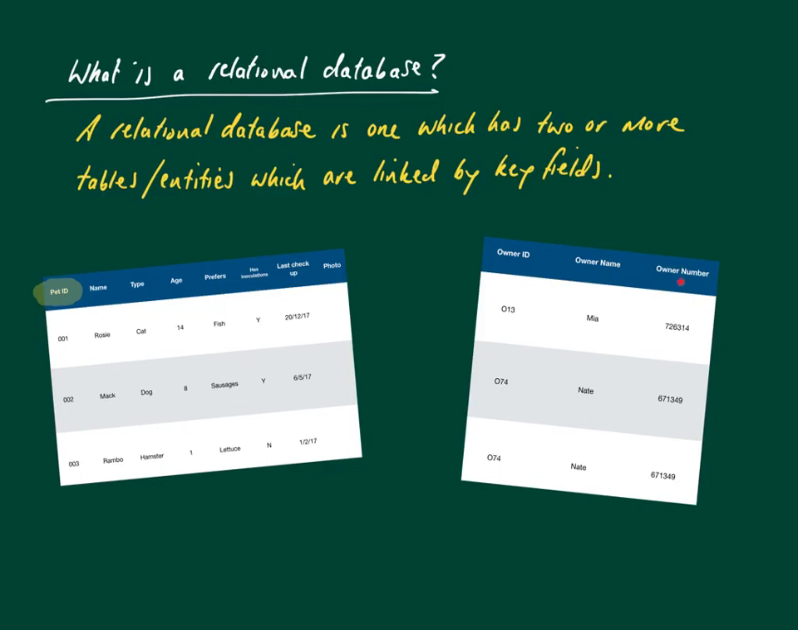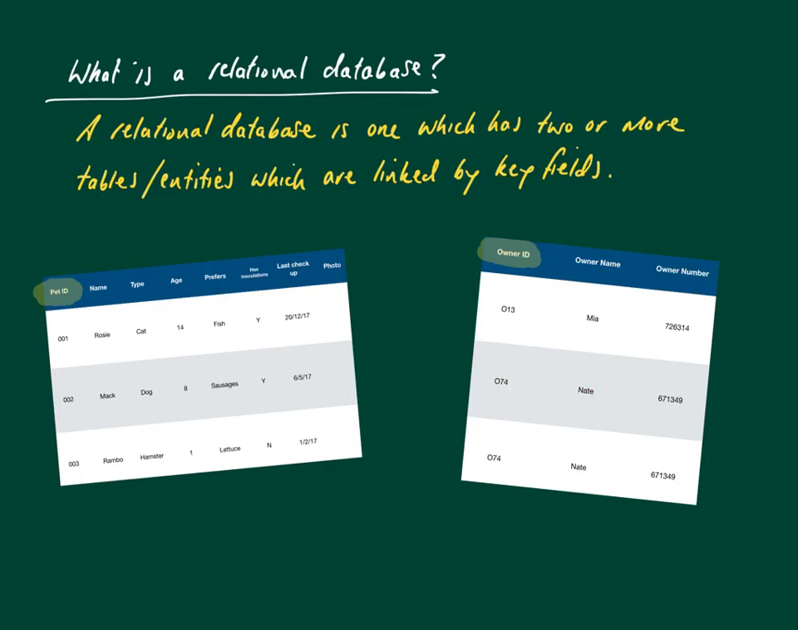And if we look at the other table here, this hasn't been tidied up, but this is the table that links, remember originally it was linking the pet to its owner. So Rosie is owned by Mia, Mac is owned by Nate, Rambo is owned by Nate. If we want to link these two tables together, then we have to identify a primary key in this table. And the primary key here would be owner ID because that uniquely identifies each individual owner. So 013 for owner 13 is Mia's details, and 074 is Nate's details.